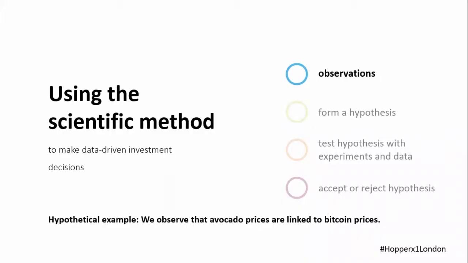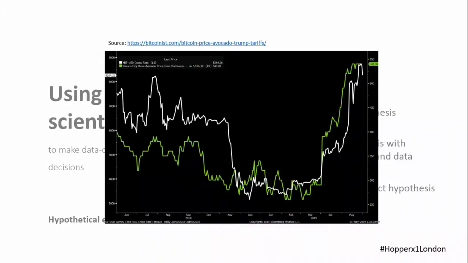So how does this apply to our research at 2 Sigma, you might wonder? Let's go through a hypothetical example. Let's say we observe that avocado prices seem to be linked to Bitcoin prices. This is actually a graph of time series data recently published in the Bitcoinist. On the x-axis, you have time, and on the y-axis, you have prices. The green line represents avocado prices, and the white line represents cryptocurrency prices. And you can see that the two prices seem to be linked over time.